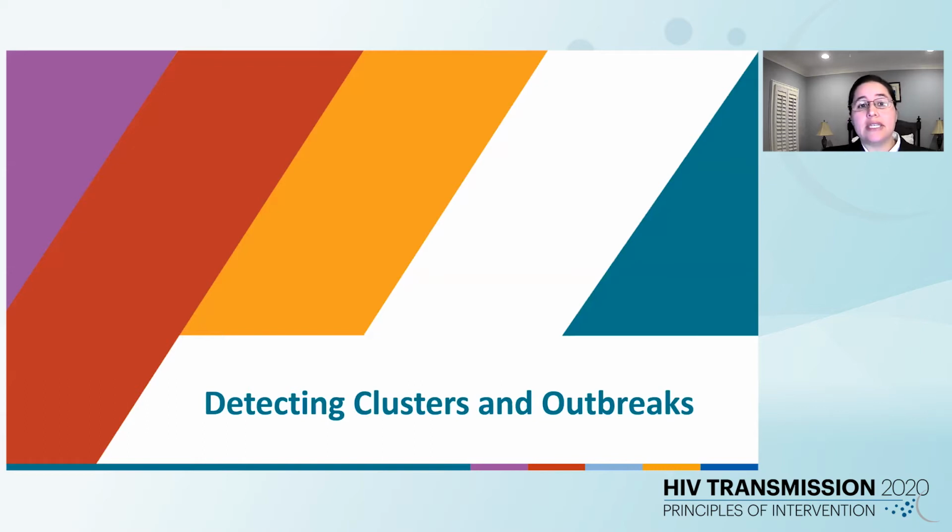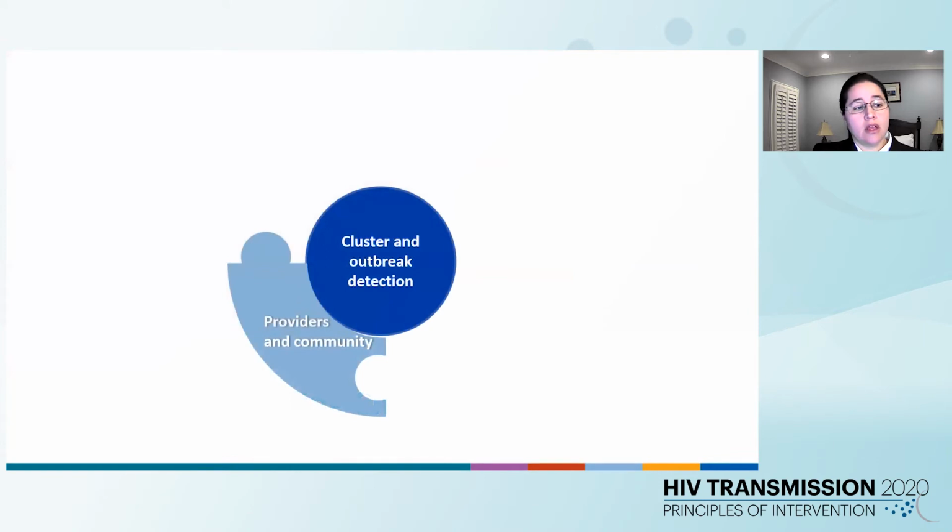Clusters and outbreaks can be detected in a number of ways. Often, healthcare providers or community members will notice an increase in the number of cases or a change in the typical demographics of HIV in the area. An outbreak of HIV in Massachusetts was first detected by a provider at a local health center who notified the health department.